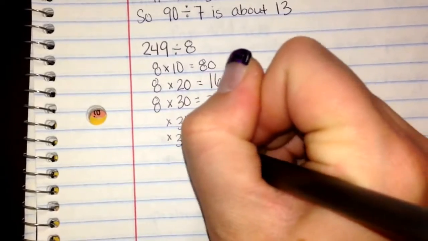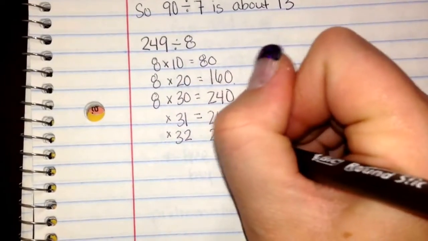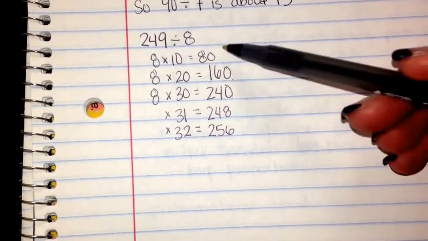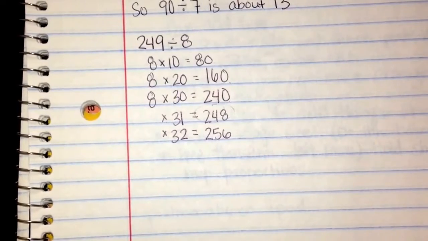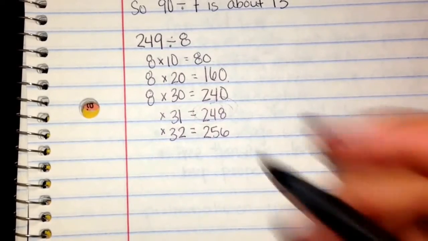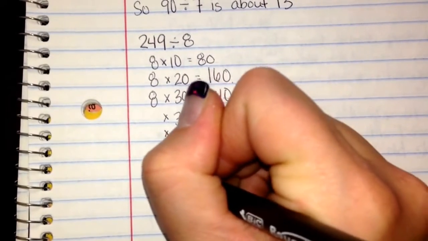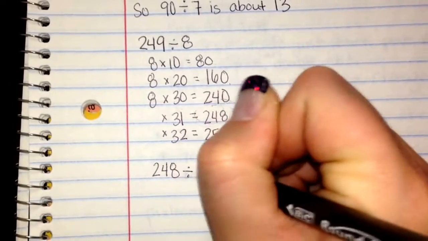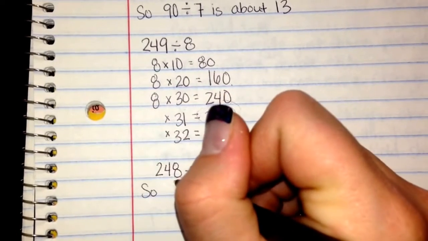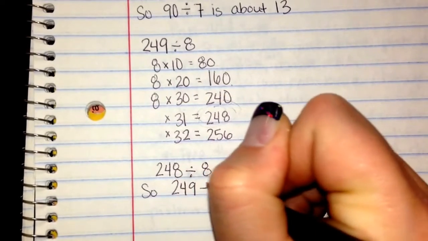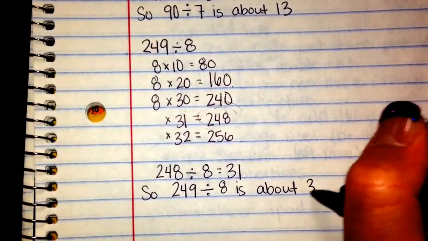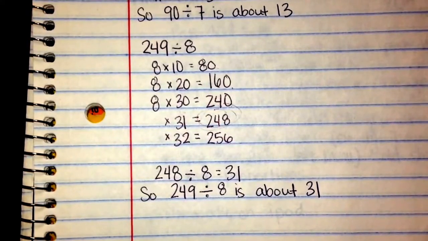So if I were to multiply it by 32, I would end up getting 256. Now I look at my choices and I find the one that's the closest to 249, and I think it's 248. But my answer isn't 248, my answer is the multiple that I multiplied it by. So 248 divided by 8 equals 31. So 249 divided by 8 is about 31. And that's how we estimate using multiples.